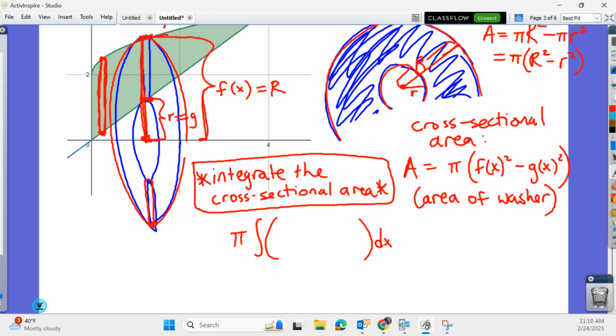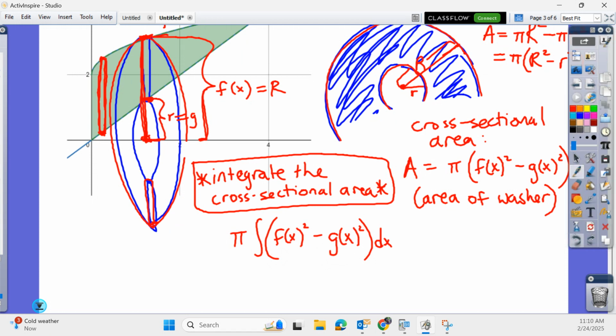And then inside here, we're going to have f of x quantity squared minus g of x quantity squared. And when you do these solids of revolution, the radii are squared separately like this. It's one radius squared minus the other radius squared. That's important to remember because with some other solids, they'll get combined more.